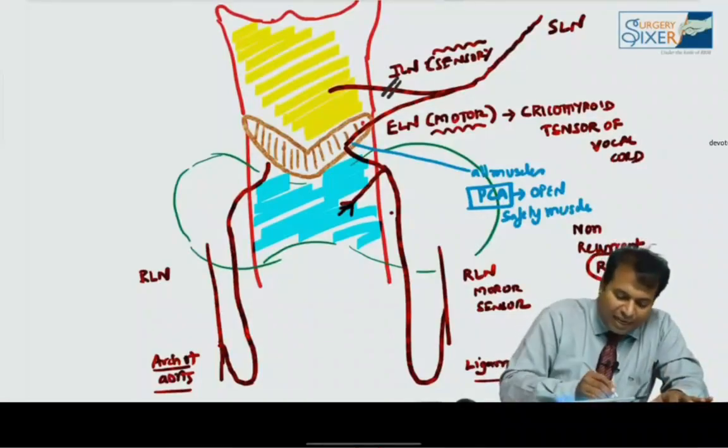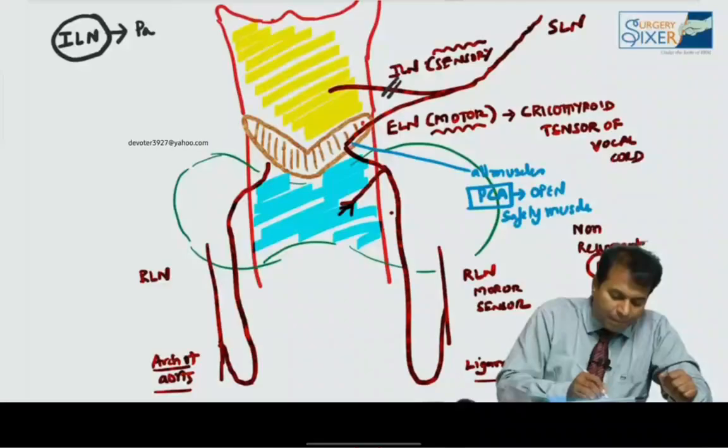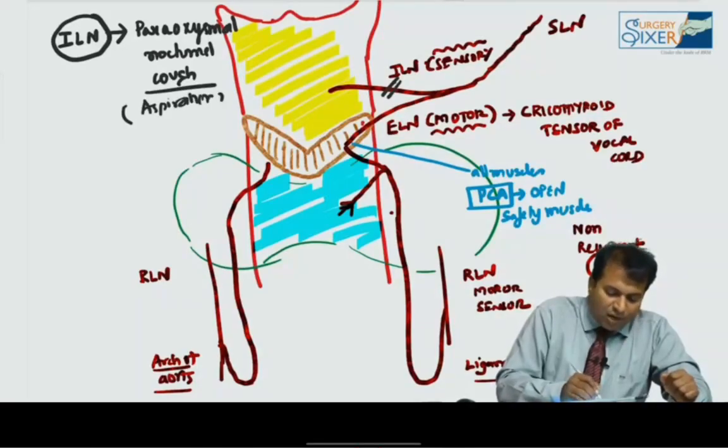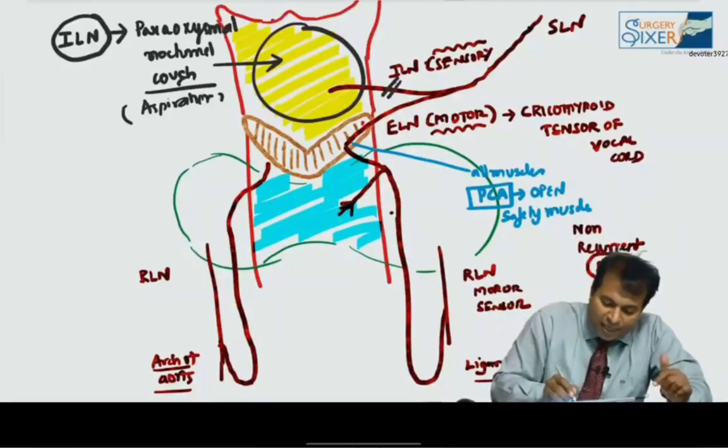If I am injuring the internal laryngeal nerve, what will happen to the patient? Can you tell me? If internal laryngeal nerve is cut during surgery, what complication will happen? There will be paroxysmal nocturnal cough. Please don't forget, there will be paroxysmal nocturnal cough, or there will be aspiration. Because of loss of sensation in this area, the patient will have paroxysmal nocturnal cough or aspiration if internal laryngeal nerve is damaged.